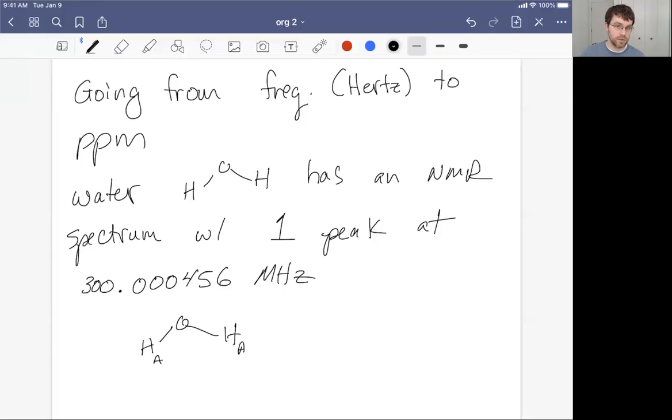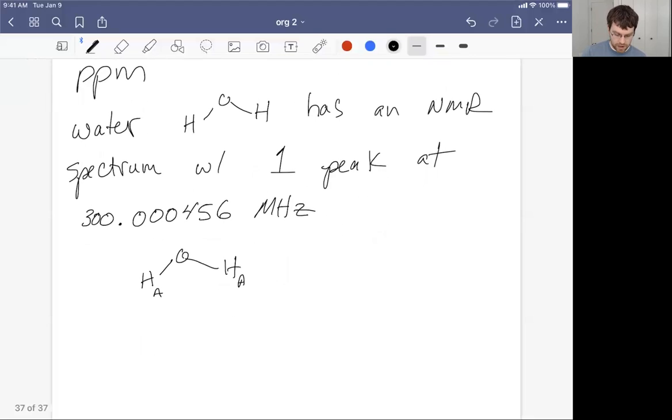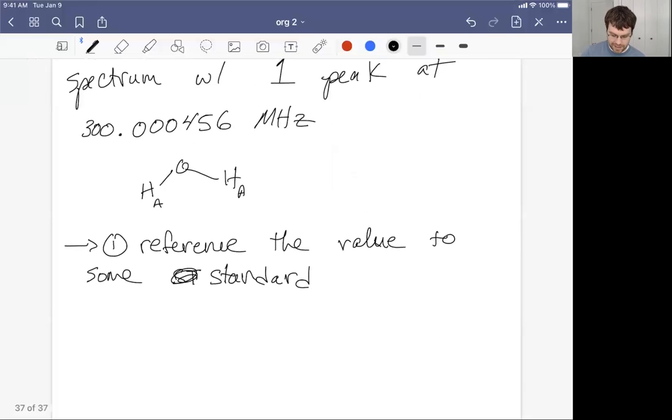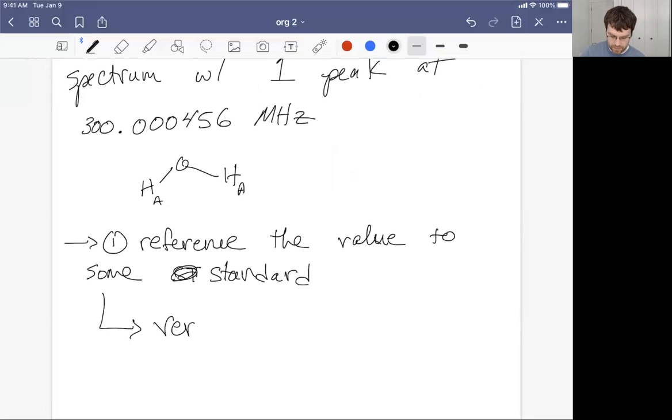Okay, so what we want to do is, first of all, take this value and reference this to the standard. So, number one, reference the value to some standard. Now that's where an interesting molecule comes in, and it's called TMS. So there are a few examples of different types of referencing agents, but the most common one, and the one that we will use experimentally in the lab, is TMS.